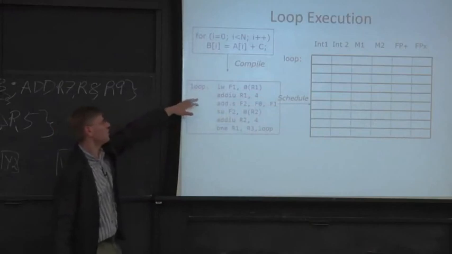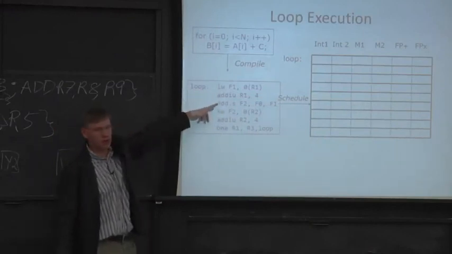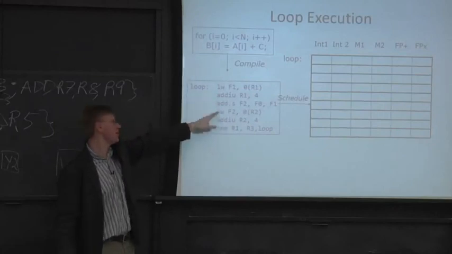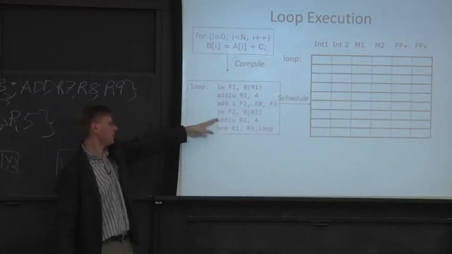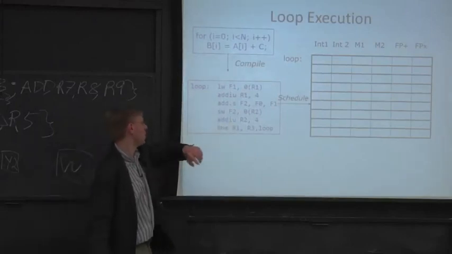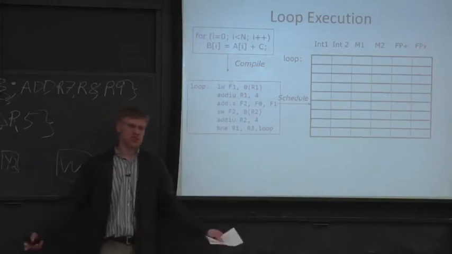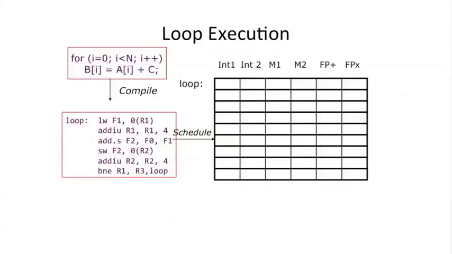So we load the value. We increment our counters. We actually do the floating point add. We store the value back. We increment the array index, and then we loop. Seems simple enough. Let's see how this gets scheduled here.